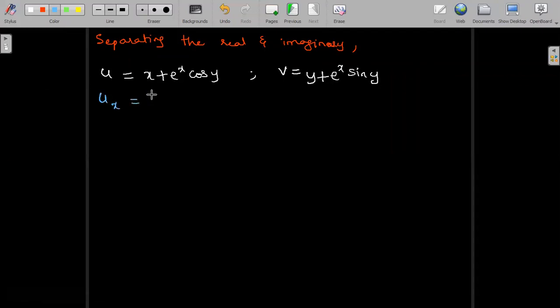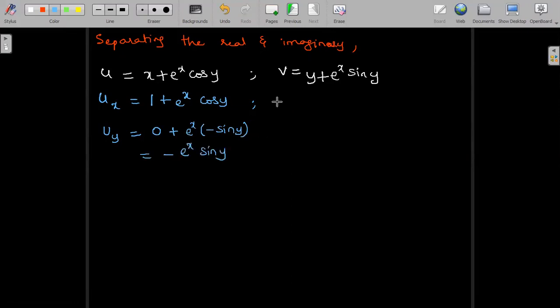ux is equal to, differentiation of x is 1 plus e power x differentiation is e power x itself, cos y is a constant. Similarly, uy is equal to, differentiation with respect to y, differentiation of x partially with respect to y is 0 plus e power x as it is, differentiation of cos y is minus sin y, which is giving us minus e power x into sin y.